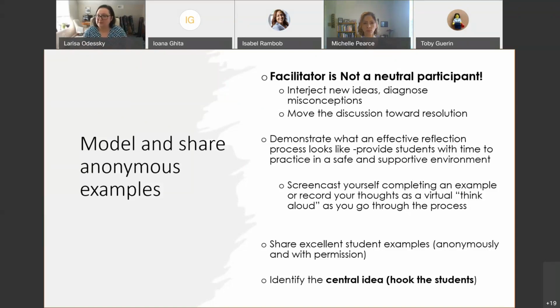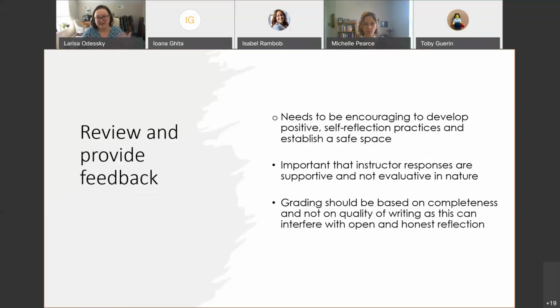This is what type of reflection I'm looking for. Not just like, great job, thanks, I felt great. We want to identify the central idea, hook those students to the subject, make it personal for them, get them involved, get them encouraged or excited about something. And of course, we need to review and give feedback, and we need to be very supportive in this. Grading should be on completeness and not the quality of writing. So, the grammar police will have to take a step back for just this moment, and we focus on what they wrote.